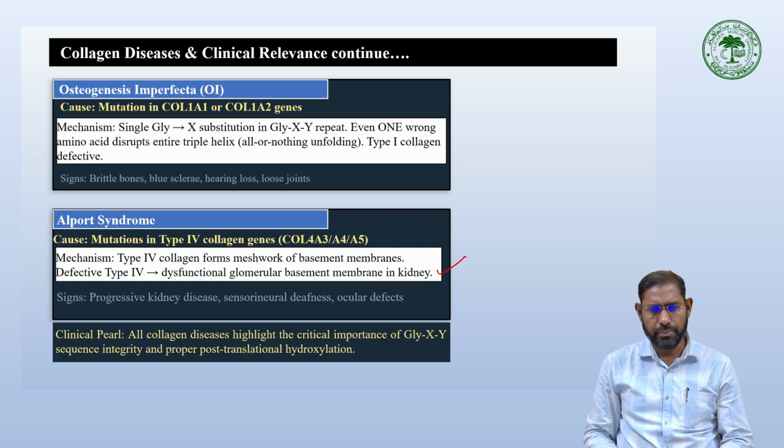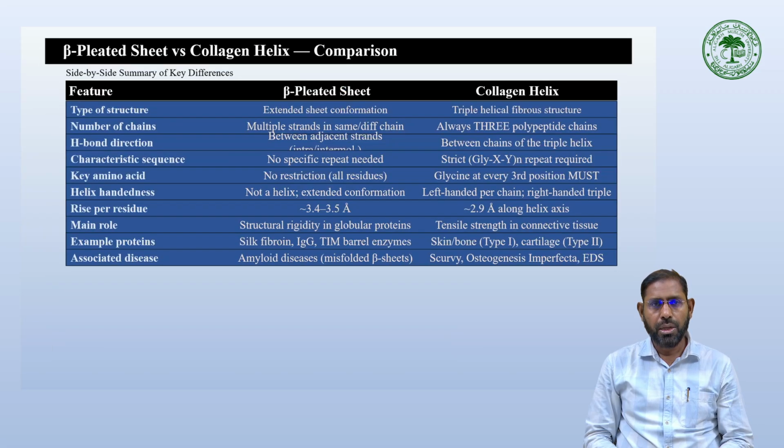So the significance is that all collagen diseases highlight the critical importance of glycine-X-Y sequence integrity and proper post-translational hydroxylation. That's very important. Now there is a comparison of beta pleated sheets versus the collagen helix. The features include type of structure, number of chains, hydrogen bond direction, characteristic sequence, key amino acids, helix handedness, rise per residue, main role, and example proteins and associated disease.